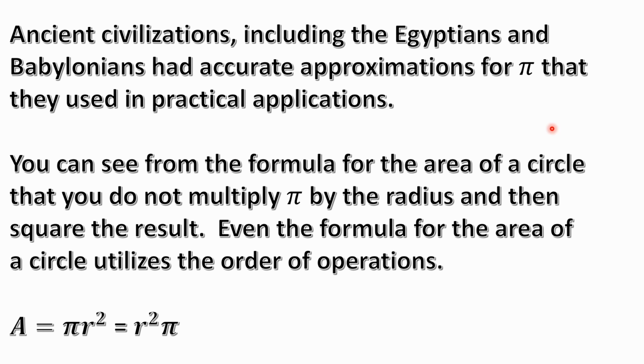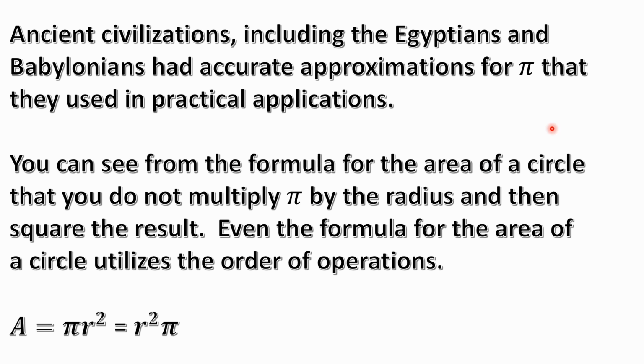But I will end this thing with just pointing out the fact someone did this a while ago, and they made a brilliant point. And they said, well, if you believe that we always solve left to right, please explain the formula for the area of the circle. I mean, ancient civilizations, including Egyptians and Babylonians, had some really accurate approximations for pi that they used in practical applications. And you can see from the formula for the area of a circle that you do not multiply pi by the radius and then square the result. Even the formula for the area of a circle utilizes the order of operations.